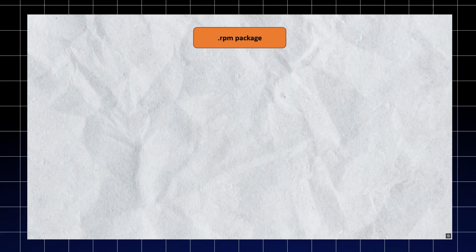Now let's clearly understand what an RPM package actually looks like internally. An RPM file is not just a compressed archive of software files. It's a structured container designed to manage installation, verification, and removal in a controlled way. At the top, we have the RPM package itself. Inside this package, there are three major components.